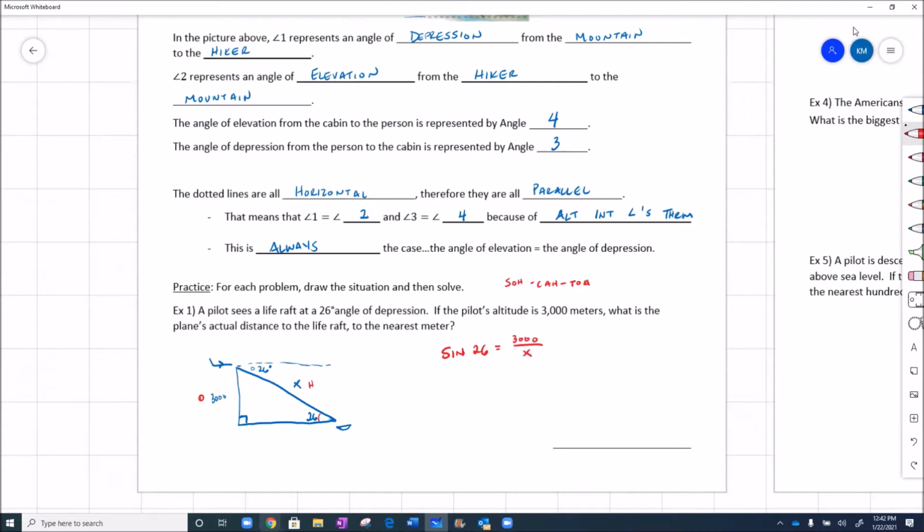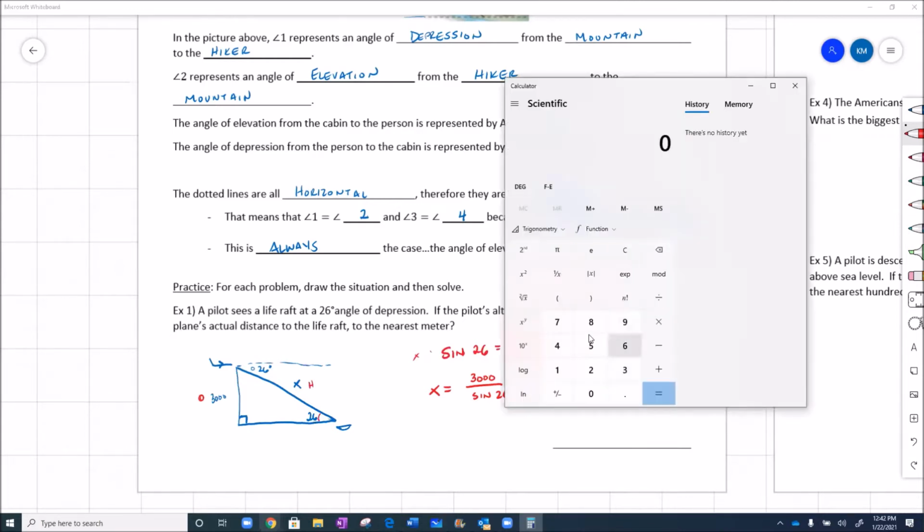We can find out what x is: multiply both sides by x, so then we'll have x times sine 26 equals 3,000. Divide both sides by sine 26, and so I have x equals 3,000 divided by sine 26. So I got that down now. I'll use my calculator: 3,000 divided by sine 26 equals 6,843.5.